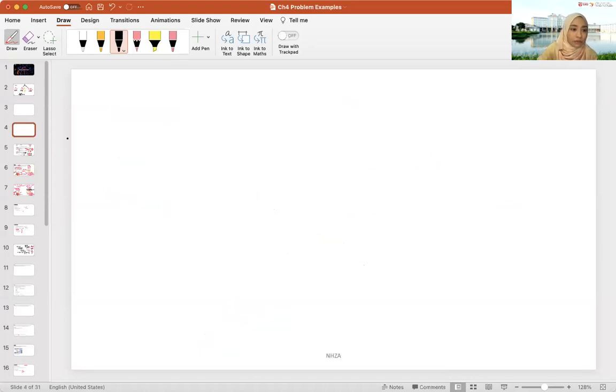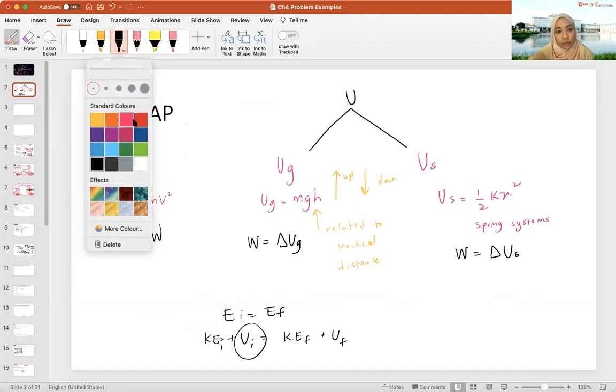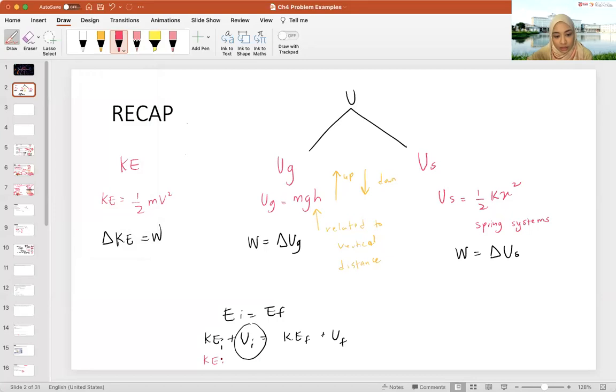So if you have all three together in one system, you write that as KEI, UGI, and USI, and that equals KE final plus UG final plus US final. So if you have all three in one system, don't get confused if they just put U, it means both. Pick one or use both depending on the system. Okay, so that is your conservation of energy.